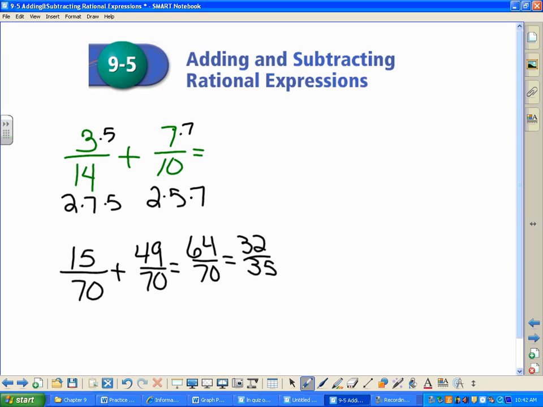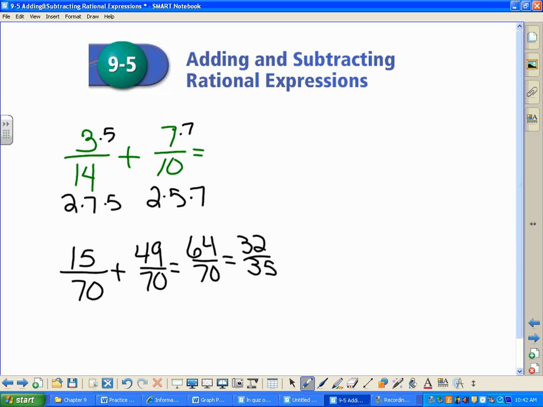The key to adding and subtracting rational expressions is what? What must you have? Raise your hand if you think you know what you have to have in order to add or subtract rational expressions. Brady. Yes, it's that common denominator. And the thing that I would recommend first is to factor your denominators. That way you can get the least common denominator.